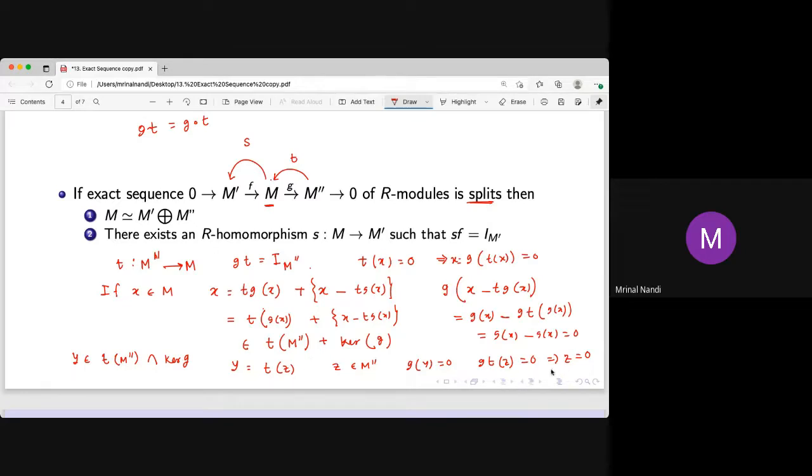So that means what? Z equal to 0 means Y equal to 0, because Y equals TZ. So it is 0. So 0 is the only element common in these two. That means any element of M can be written as a sum of two elements, one from T M double dash and another from kernel of G, and so that's a direct sum. So this is actually the direct sum of M double dash and kernel of G.